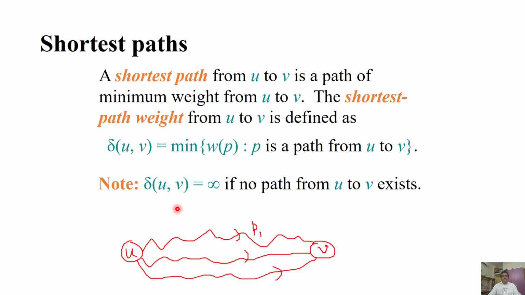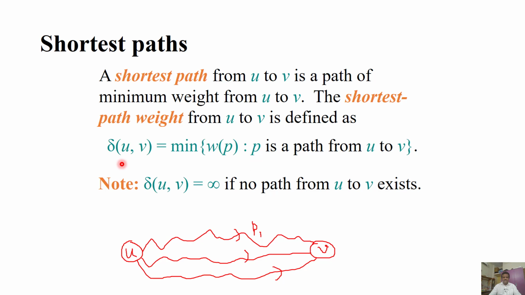And if there is no shortest path from u to v, then we define this by infinity. So, infinity means there is no shortest path from u to v. There may not be any path from u to v, that is also possible. So, in that case we define the delta of u v to be infinity to indicate that there is no shortest path from u to v.